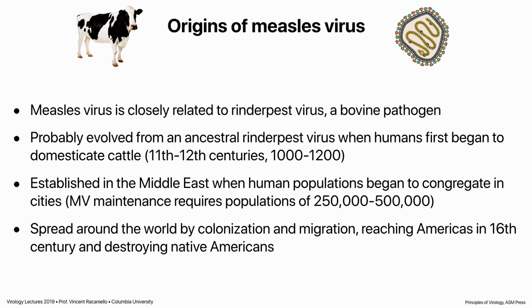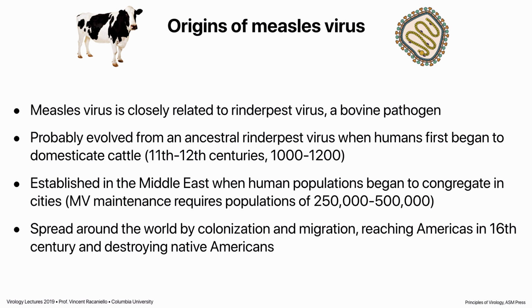We didn't always raise cattle for milk and meat. It only happened in the 11th and 12th centuries. And we got their viruses. And in particular, this is an interesting virus because it needs a population of between 250,000 and 500,000 people to be transmitted. So it only arose when cities began to reach those populations, which happened in the Middle East around this time.